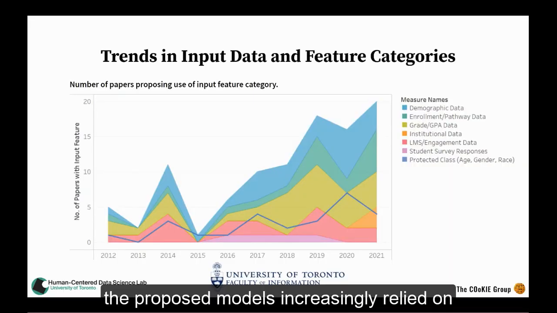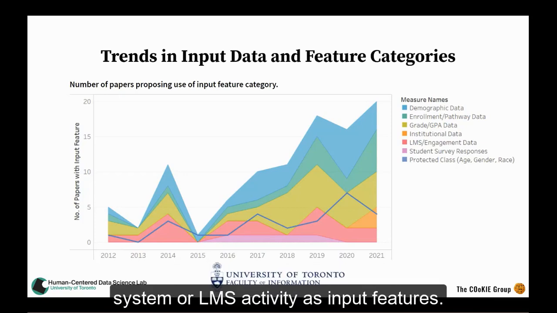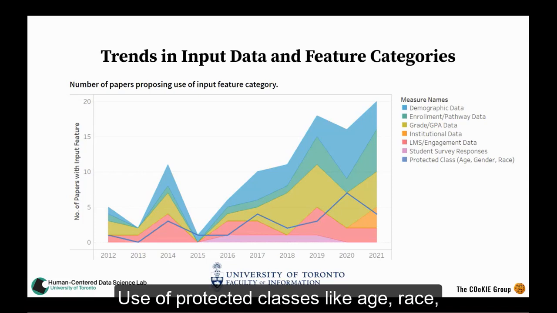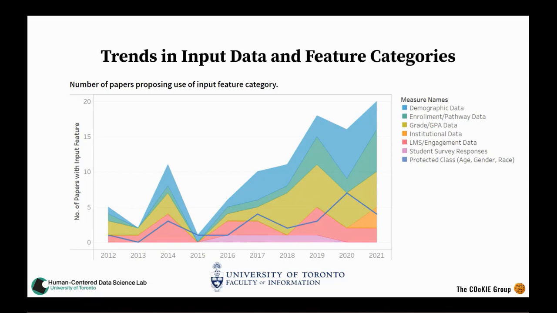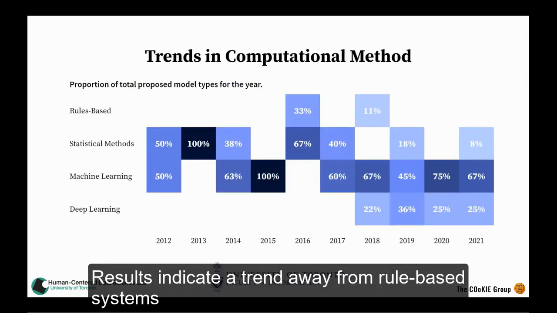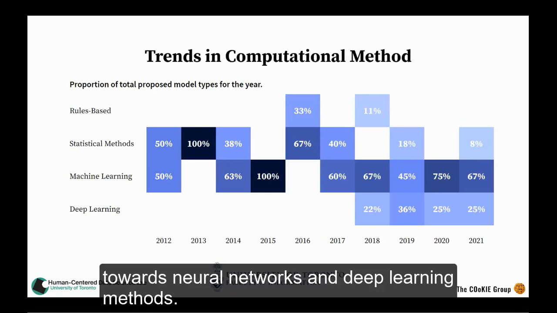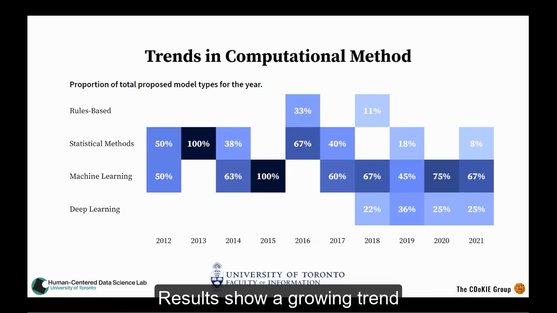The proposed models increasingly relied on individual student data, such as GPAs, enrollment pathways, and learning management system, or LMS activity, as input features. Use of protected classes like age, race, gender, disability status has grown significantly. Results indicate a trend away from rule-based systems towards neural networks and deep learning methods. This potentially leads to less explainable and less interpretable results.